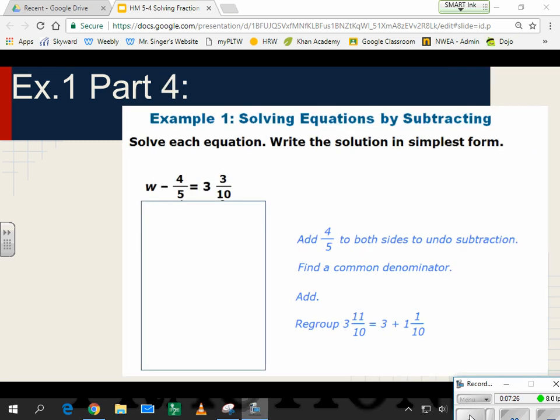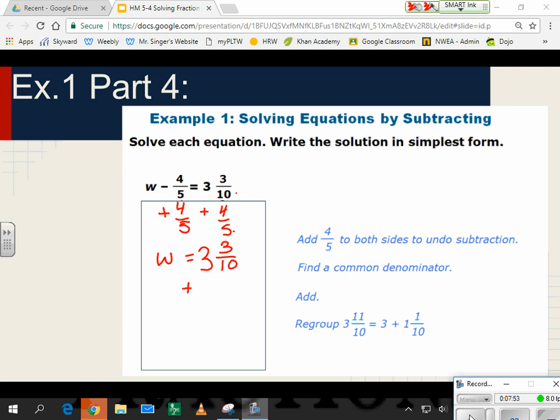All right, I want you to watch me do one more before we do some practice problems. So again, identify it as a subtraction problem. Inverse of that is adding. So we're going to add 4/5 to both sides. So now we're just left with W equals. Now we have a 5 and we have a 10 as our denominators. We should go with 10 because 5 can go into 10. And then we don't have to change anything with 3 and 3/10.